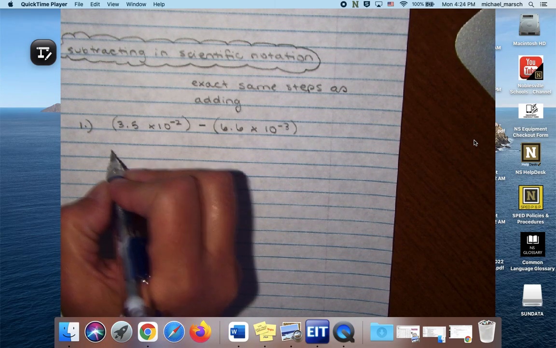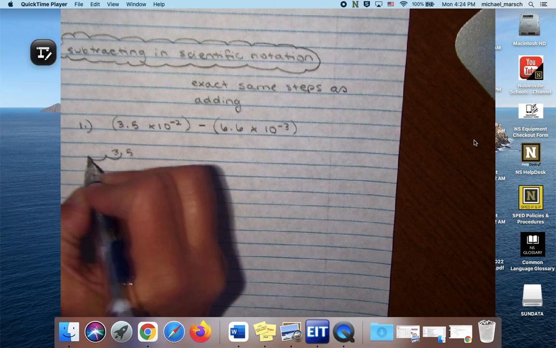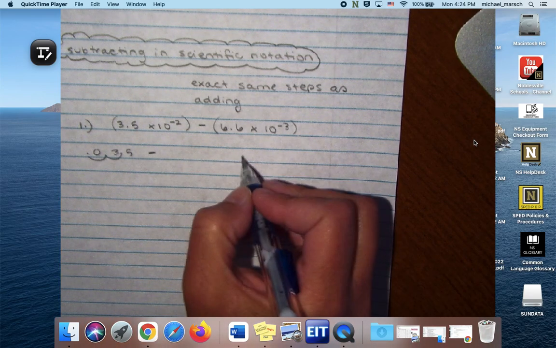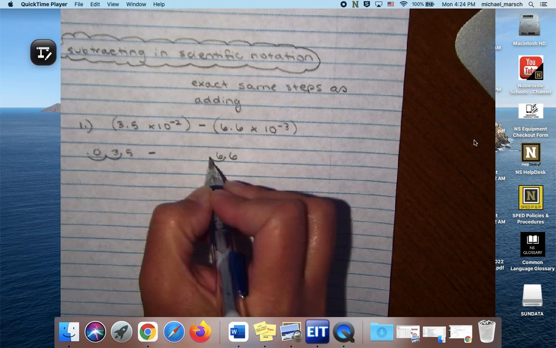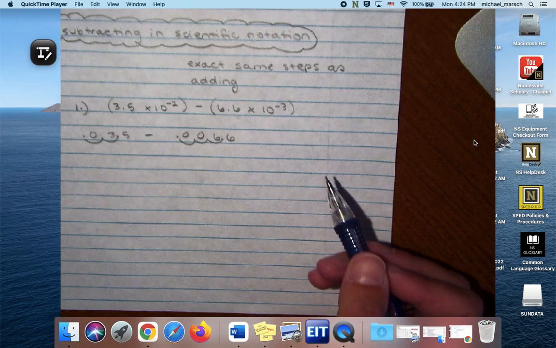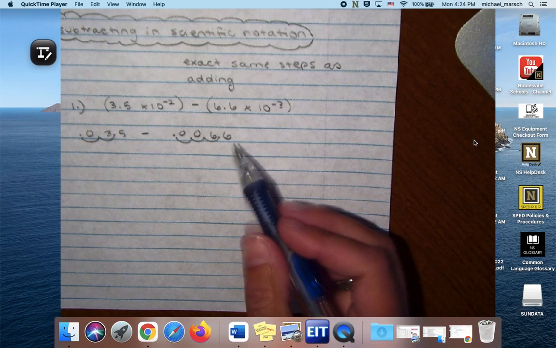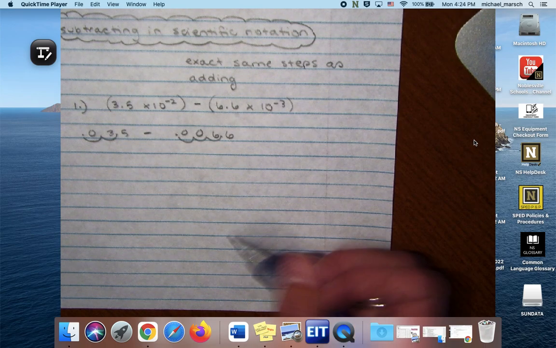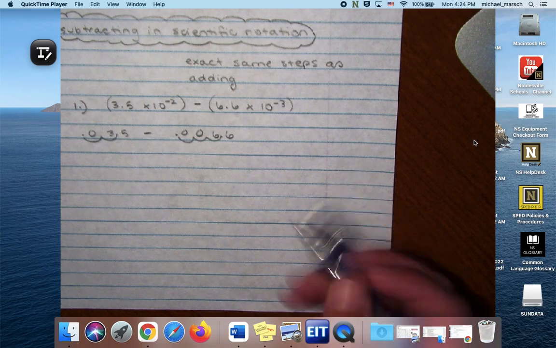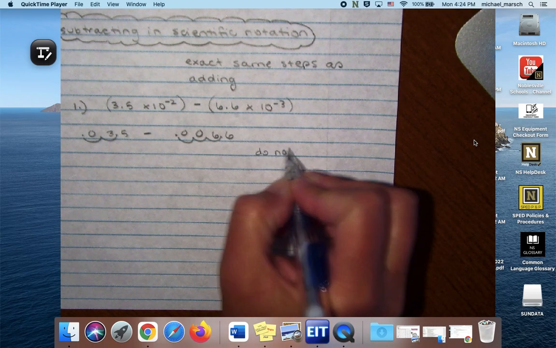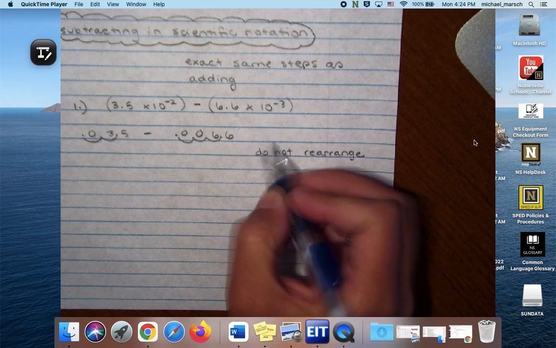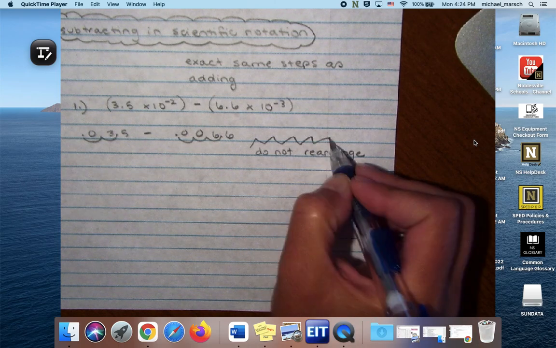So I'm going to take the 3.5 and I'm going to move my decimal 2 places to the left, minus, and I'm going to have my 6.6 and move my decimal 3 places to the left also because it's a negative. So now when I subtract, I'm going to make sure I have the place values lined up. And you absolutely cannot rearrange, right? You can't rearrange a subtraction problem. So do not rearrange.